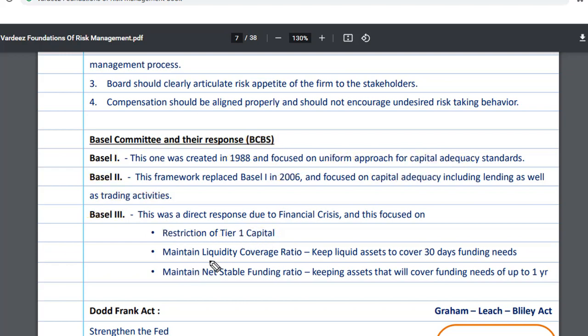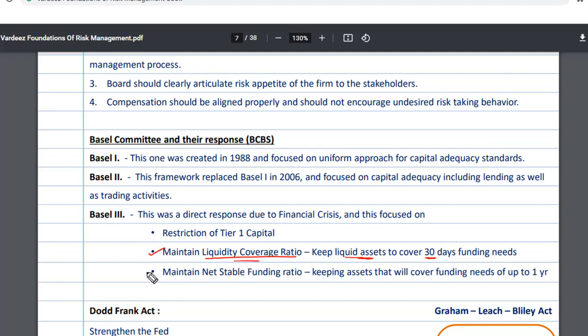Then Basel 3 also recommended that banks need to maintain a liquidity coverage ratio. Now what this ratio does is tell the bank that you keep liquid assets that can quickly be converted into cash to cover your expenses for 30 days. Okay, if anything happens, you have a 30-day window period wherein you can convert your liquid assets and get cash for that, so that at least you are able to survive for the next 30 days. So that's what we mean by liquidity coverage ratio.